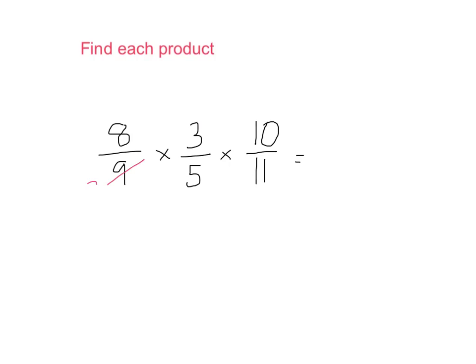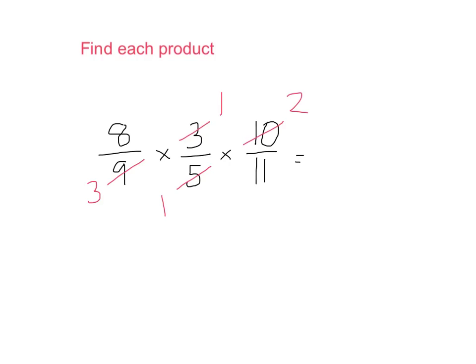So 9 divided by 3 is 3. 3 divided by 3 is 1. I am done with that set. Now I'm going to scan and see if there's any other numerators and denominators that I can cross-cancel. And I kind of focus on this 5 and 10. 5 is the number that goes into both 5 and 10. So I can say 5 divided by 5 is 1. 10 divided by 5 is 2.